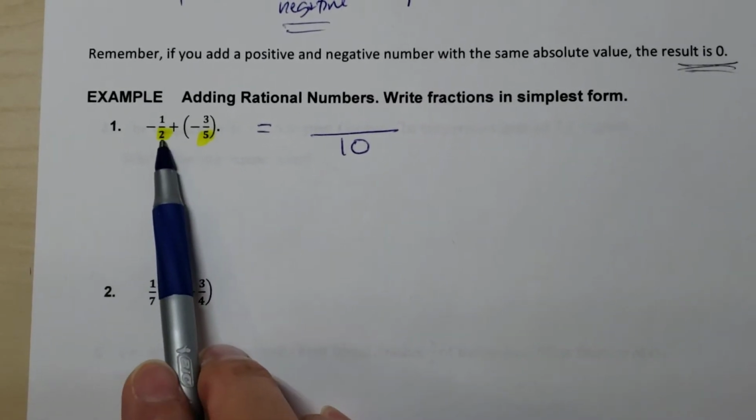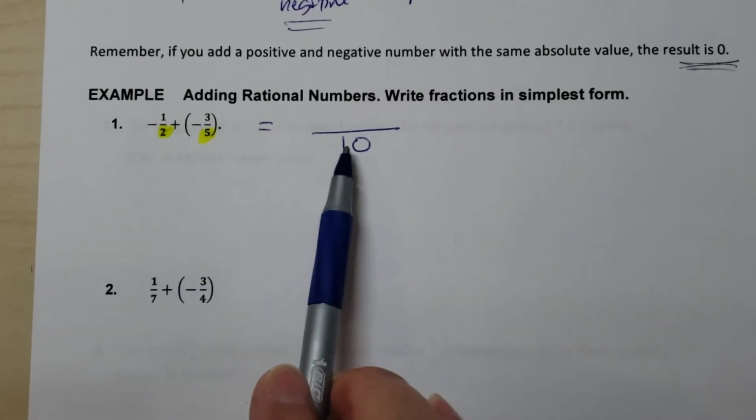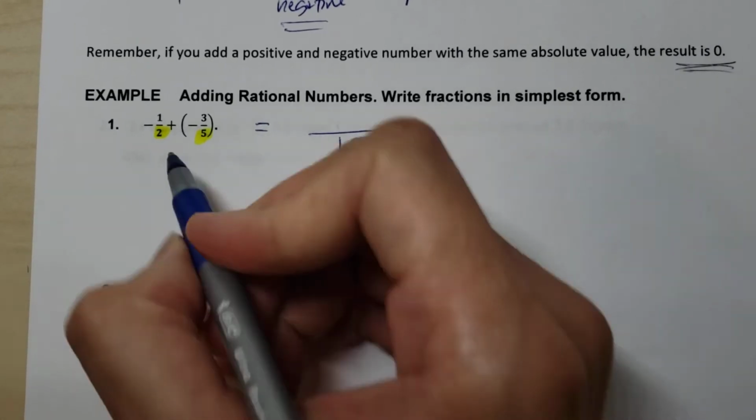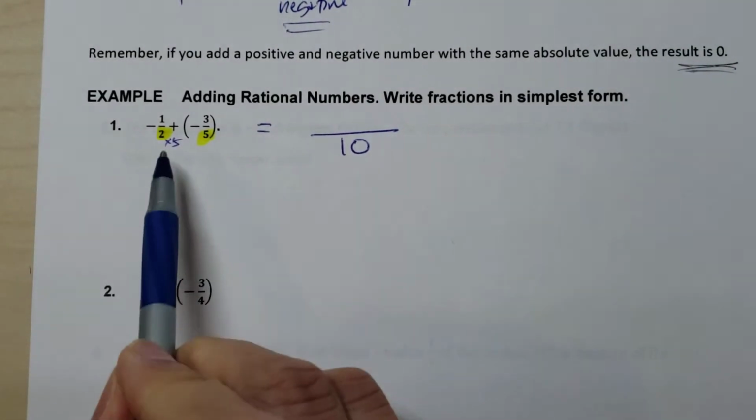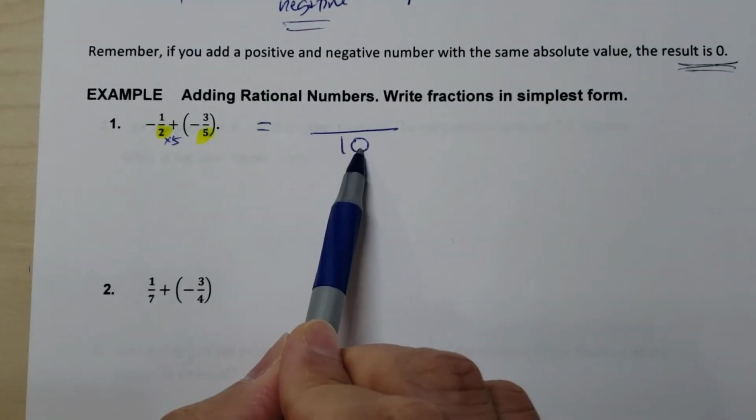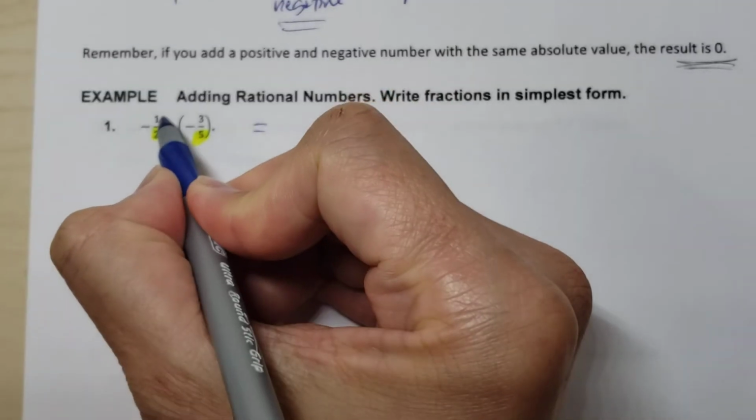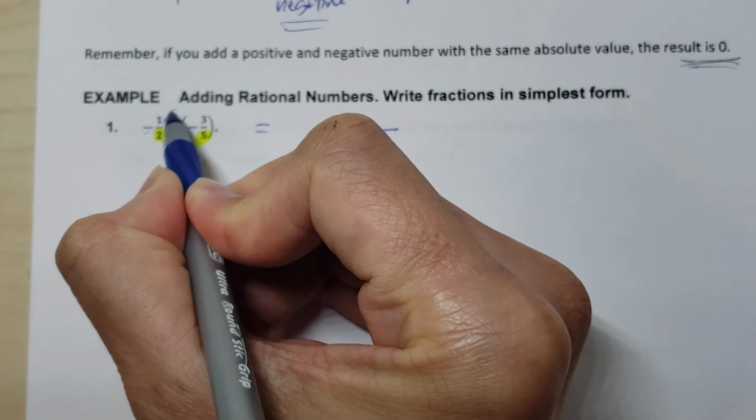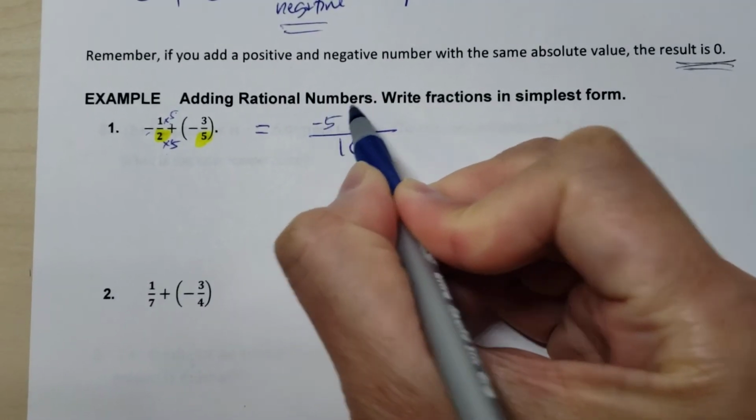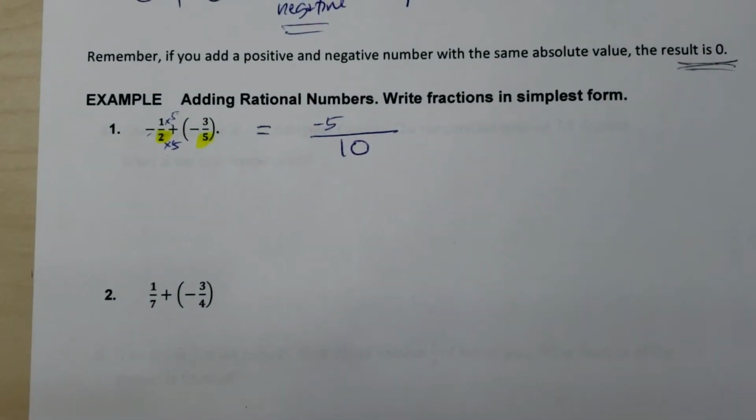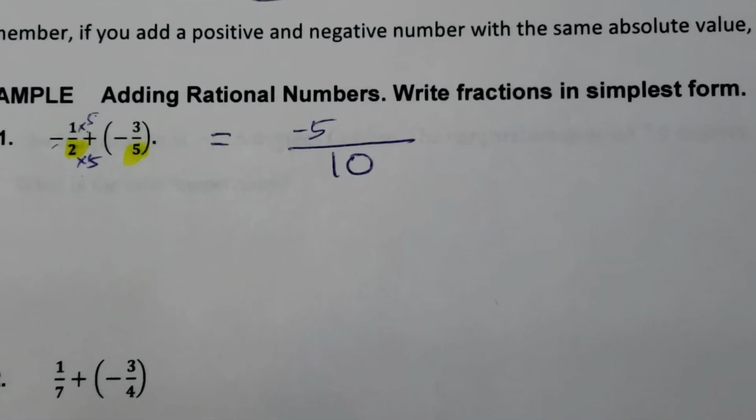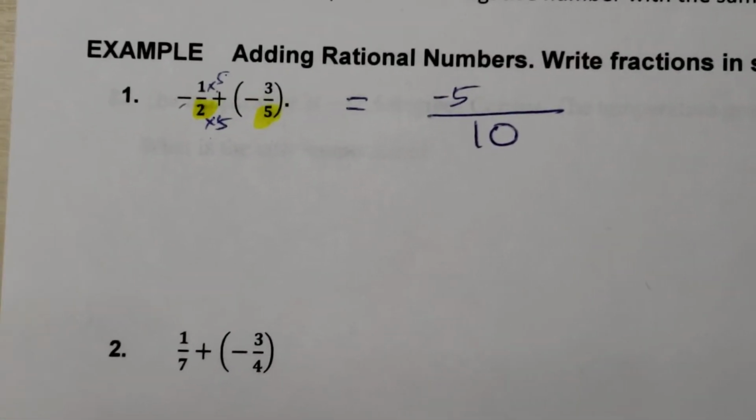So how do we get the 2 to become 10? We multiply by 5. So 2 times 5 is 10. Whatever you do in the denominator, you do in your numerator. So that's going to be -1 times 5. That would be a -5. If you can't see that, let me zoom in a little bit. There you go. Hopefully that's better.